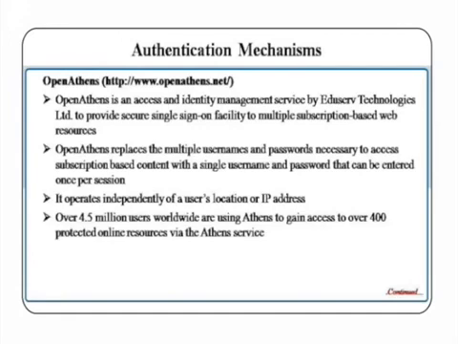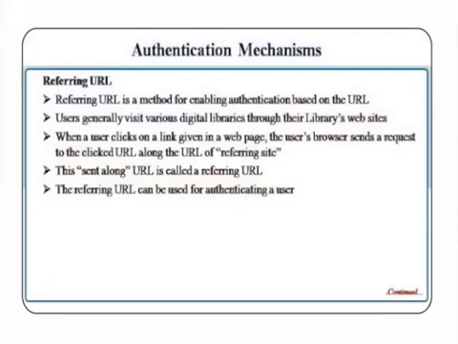It operates independently of user's location or IP address. At present, over 4.5 million users worldwide are using OpenAthens to gain access to over 400 protected online resources via Athens service. Referring URL is a method for enabling authentication based on the URL.